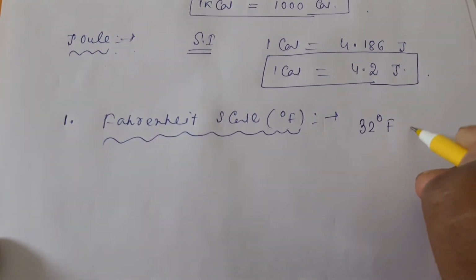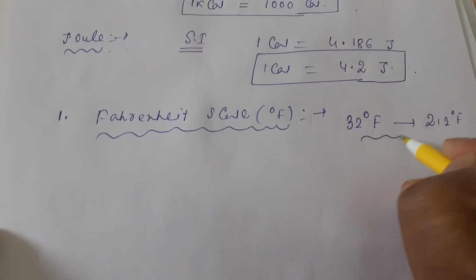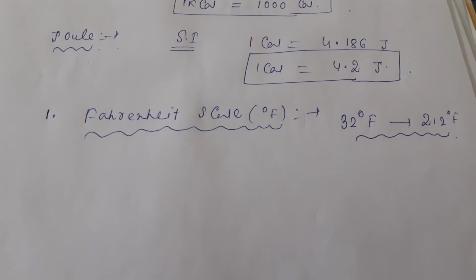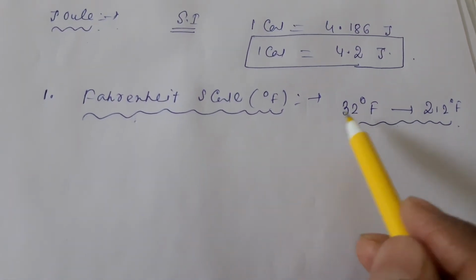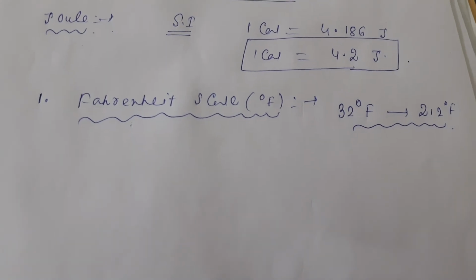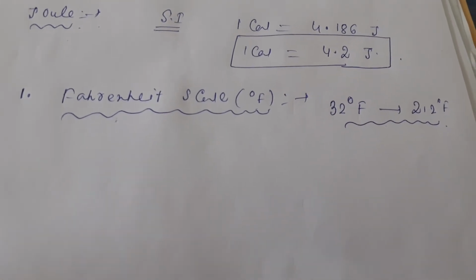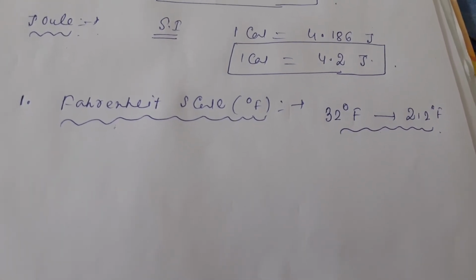32 degree Fahrenheit to 212 degree Fahrenheit, within this range you are able to measure all the temperatures with the help of this Fahrenheit scale. Okay, not less than 32, not more than 212 you are able to calculate. So within this range it is very much equal.